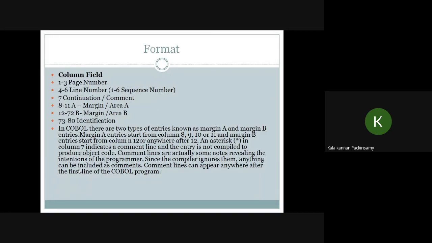And sometimes we use an asterisk to denote a comment line. So whenever you're going to type a comment line, you have to start it with an asterisk and then type your comments. So these are the things about the format of a COBOL program.